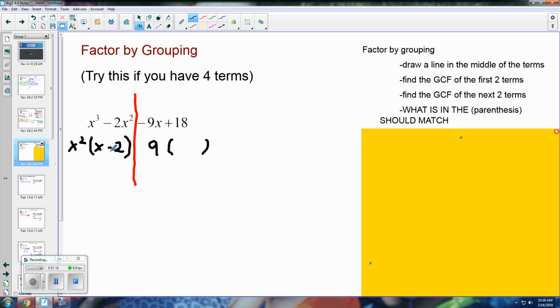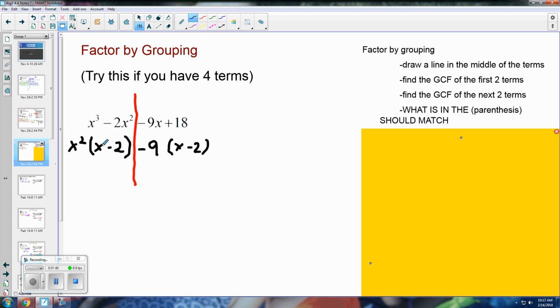Now if I want this one to look like this one, I know I'm going to need a negative in between. But this is a plus here. So in this case I want to divide by negative 9. If I pull out a negative 9, then negative 9x divided by negative 9 leaves me with just x. The negative 9s would cancel. And then 18 divided by negative 9 would leave me with negative 2.